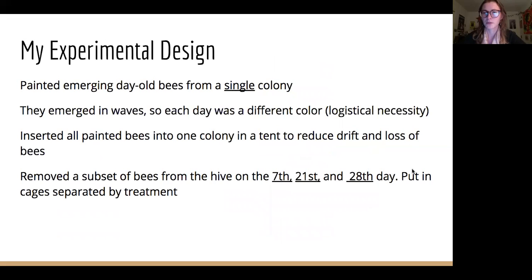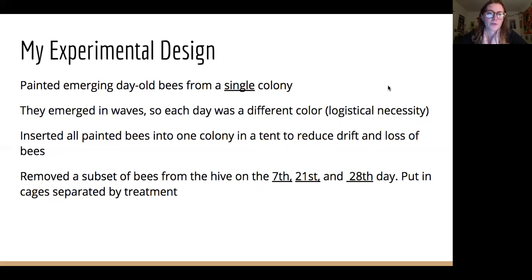So my experimental design was I painted emerging day-old bees from a single colony so that they would all be related. And they emerged in waves. So I ended up having to assign a different color to each day. Ideally, I would have had all 6,000 bees or something emerge from one colony and paint them all in one day, but that was just logistically impossible. So I painted them a different color for each subsequent day.